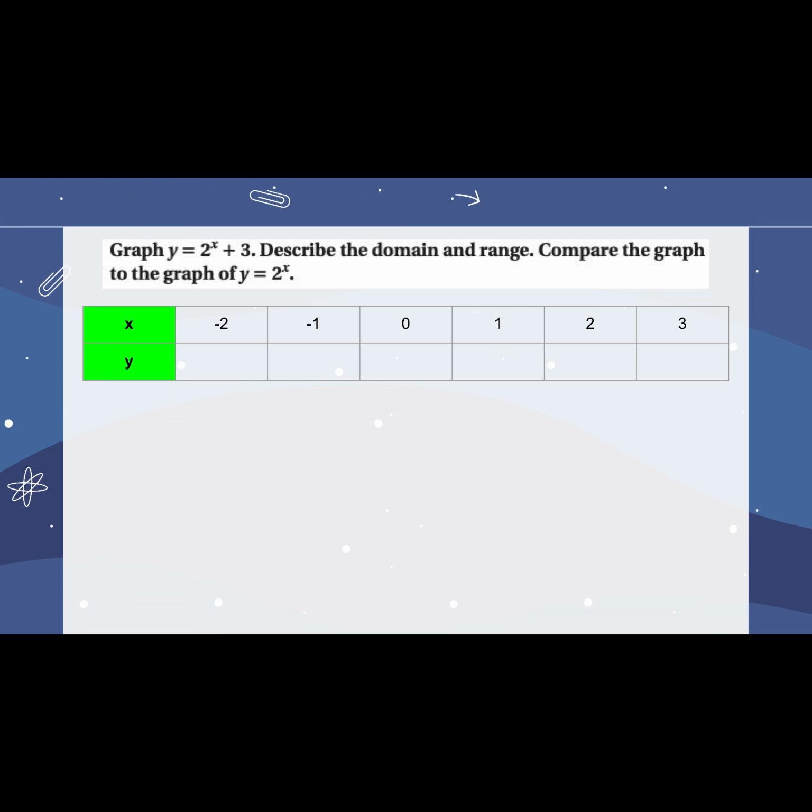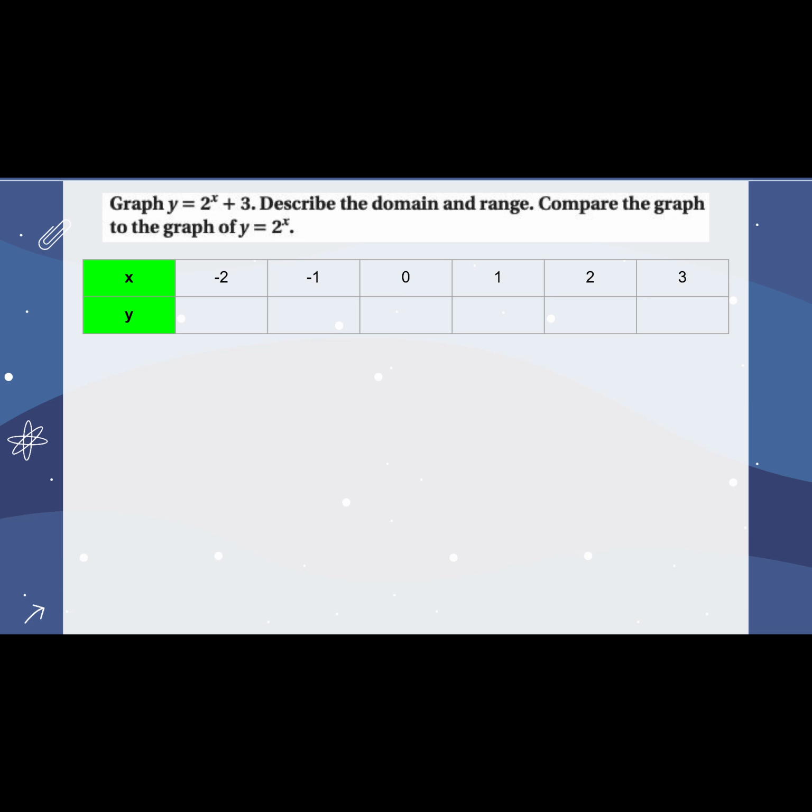All right, last one I want to look at. Here's an example of one of the types of problems you will see. And this is where we talked about in the beginning comparing different exponential functions. Here's what we'll do a little bit of comparing as well. It says graph y equals 2^x plus 3. Describe the domain and range. And then compare it to the graph of y equals 2^x. So I put that table on there.